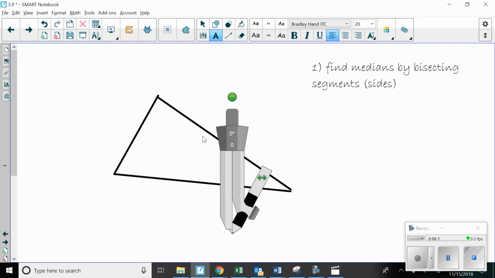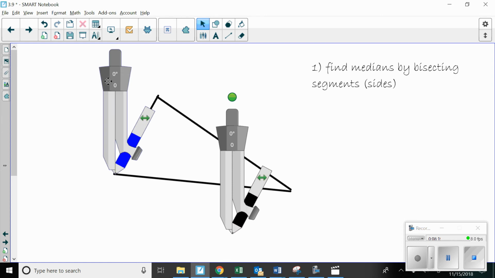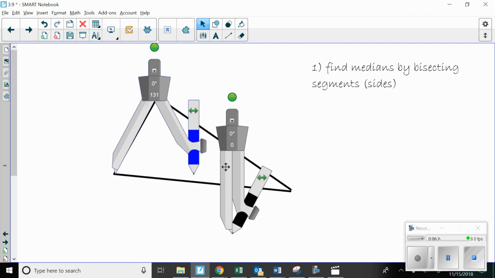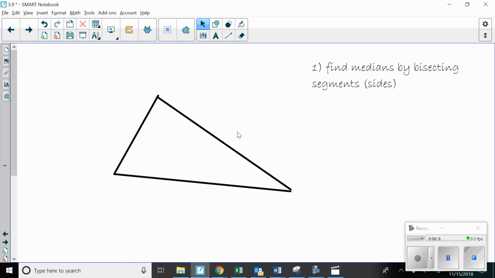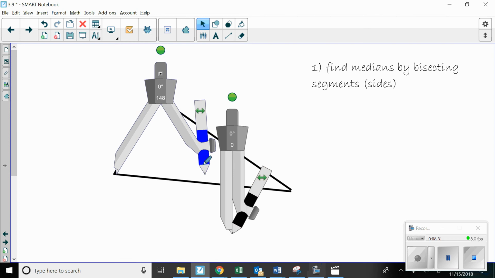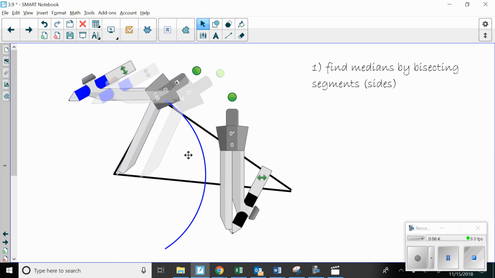So in order to do that, we're going to take our compass and we are going to put the center of our compass on a vertex of the triangle. And our perpendicular bisector conjecture says if a point is equidistant from the endpoints of a segment, it is on our perpendicular bisector. So we're going to find 2 points because we need 2 points on every segment.